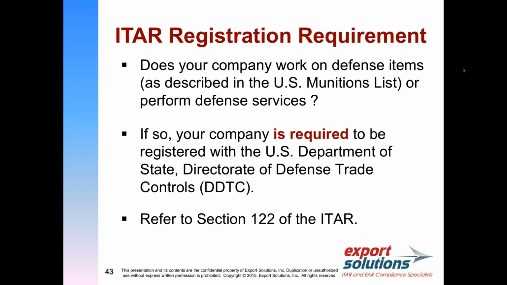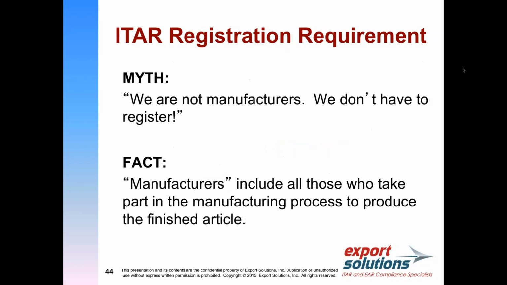ITAR registration. If your company works on defense items, as described in the U.S. Munitions List, Categories 1 through 21, or performs any defense services, we'll define that in a minute, you have to be registered with the State Department, and you'd have to have a registration number with the State Department. You're required to be registered, and the need for it and how to do it is in Section 122 of the ITAR. But you don't have to even plan on ever exporting anything. If you work on U.S. Munitions List items in any part of the manufacturing process, you have to be registered. And of course, even if you don't manufacture it and you're just involved in the export, you also have to be registered. So it's either or.